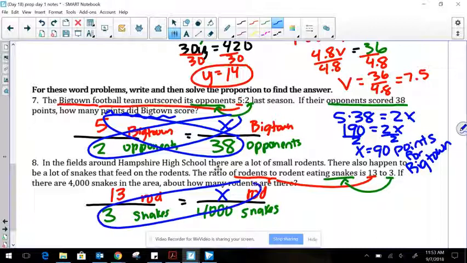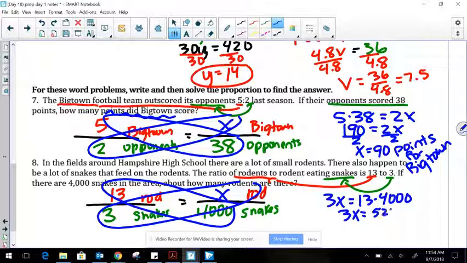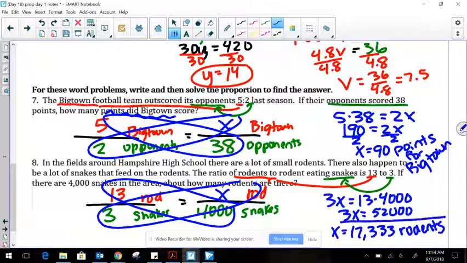So go ahead and cross multiply. So 3 times x is equal to 13 times 4,000. So I have 3x equals 52,000. So x is equal to 17,333.3. So I'm hoping we don't have 0.3 of a rodent. That doesn't seem possible. So the question asks about how many rodents are there. Let's just leave it as 17,333 rodents then. We have a nice whole number. All right, now we're done with proportions, day 1.